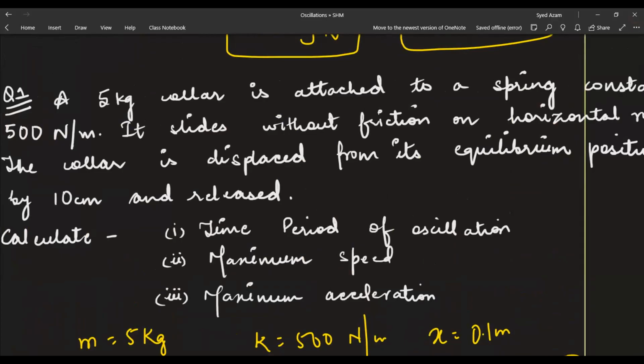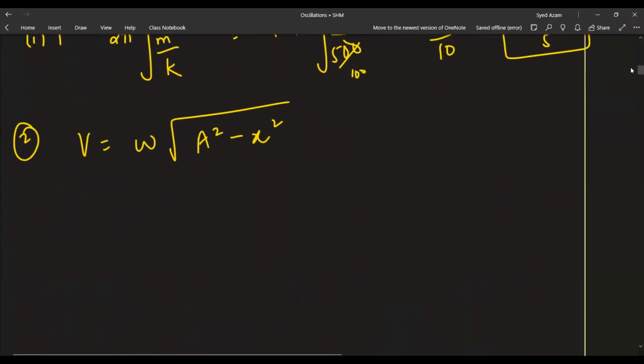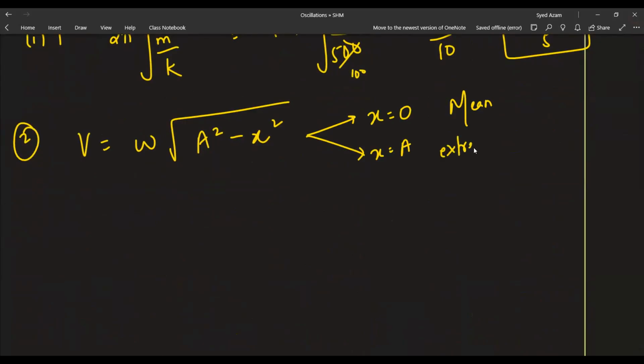So at mean position, what happens? Your x becomes 0, right? We are talking about the mean position. Remember, x has two values. x is equal to 0 at the mean position, and x equal to a means complete amplitude at the extreme position. So it has started from its mean position, which means your x is gone. v is left, that is omega a, which is the maximum value.